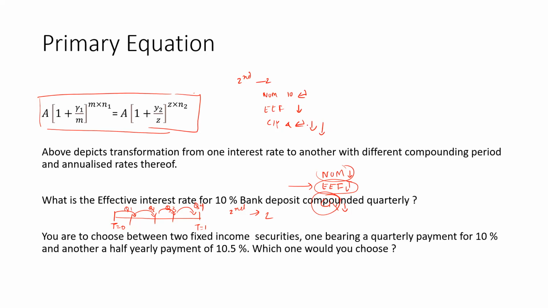EF value is still showing 0. I want you to now put CPT. How much value are you getting? 10.38. 10.38 is the answer. So what does this mean?